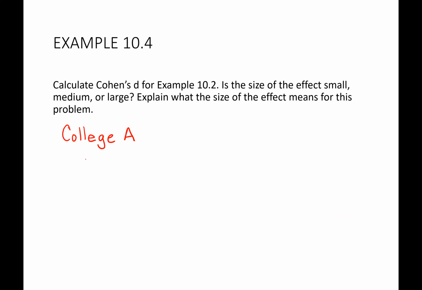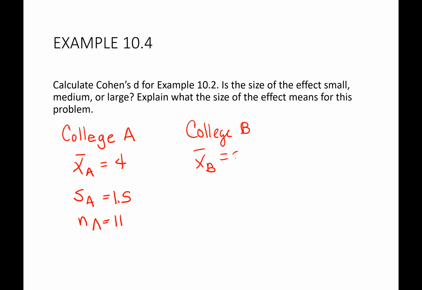So College A, we had what? That the mean was 4, the standard deviation was 1.5, and the sample size was 11. And for College B, we had what? Was it 3.5? 1, and the sample size was 9. So you can do the calculation. You can plug all this into that calculation, or you can let your calculator calculate the pooled standard deviation for you.